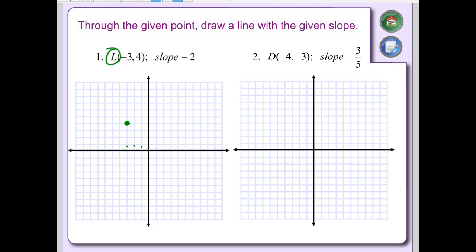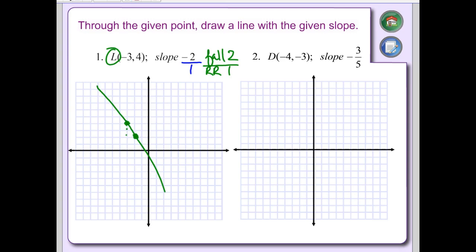Now, from that point that we just plotted, we need to apply our slope. Now remember, slope is a rise over a run, and I've just got negative 2, so I need to make that a ratio, so I'm going to put that over 1. Now, because my slope is negative, do you remember how we described a negative slope line? Yes, we say it falls. So we're going to fall 2, and we're going to run right 1. So here I am, my big fat juicy dot at negative 3, 4. From that dot, I fall 2, 1, 2, and then I need to run right 1. So there's my big fat juicy dot, and I connect the dots.